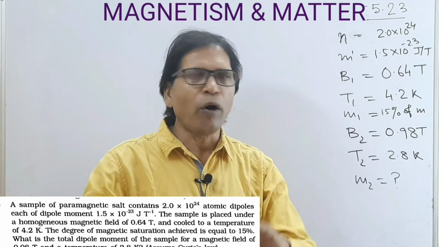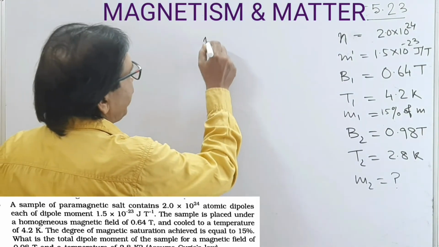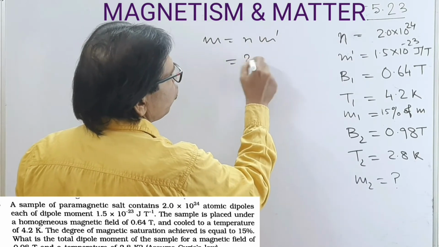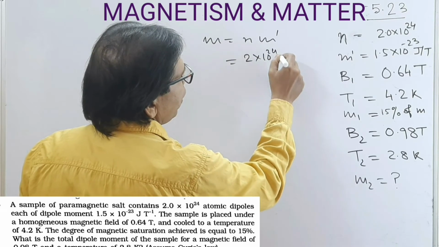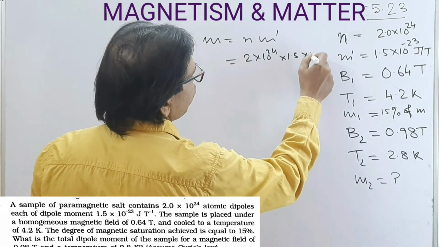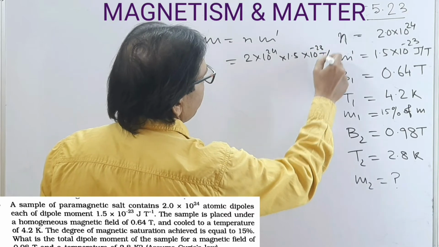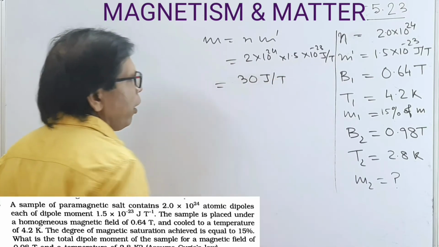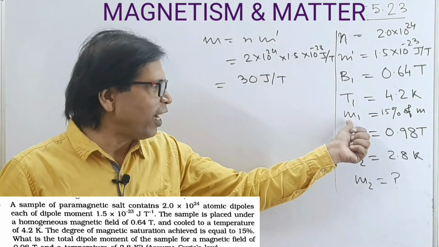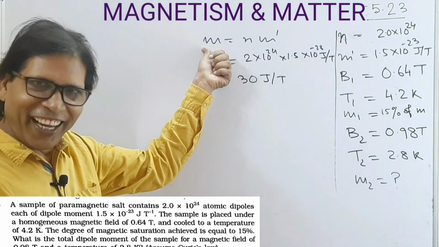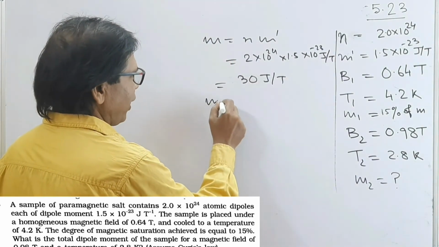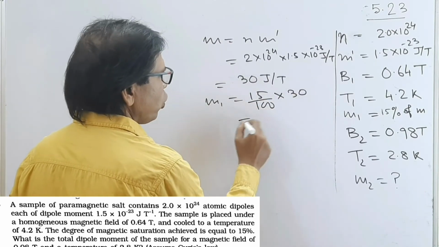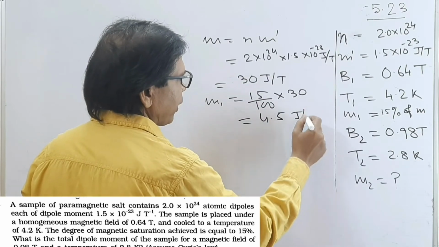Okay. Now first of all maximum magnetic moment M equal to N into M dash. So look at this, this is 2 into 10 to the power 24 into 1.5 into 10 to the power minus 23 joule per Tesla. Okay. This is 30 joule per Tesla. Now what is M1? M1 is 15% of this value. Now M1 is equal to 15 by 100 into 30. So this is 4.5 joule per Tesla.